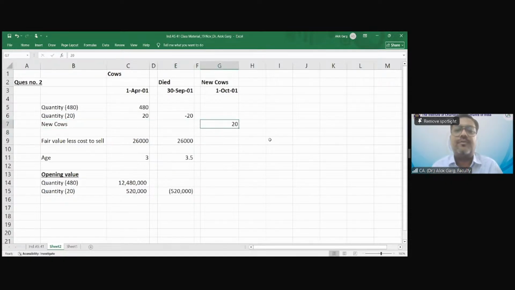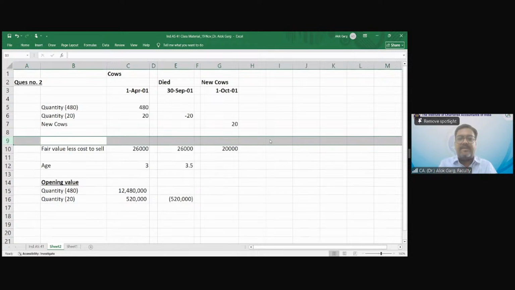20 new cows. And what is the fair value less cost to sell on 1st October 2001, when the cow was purchased? 20,000 is the fair value.